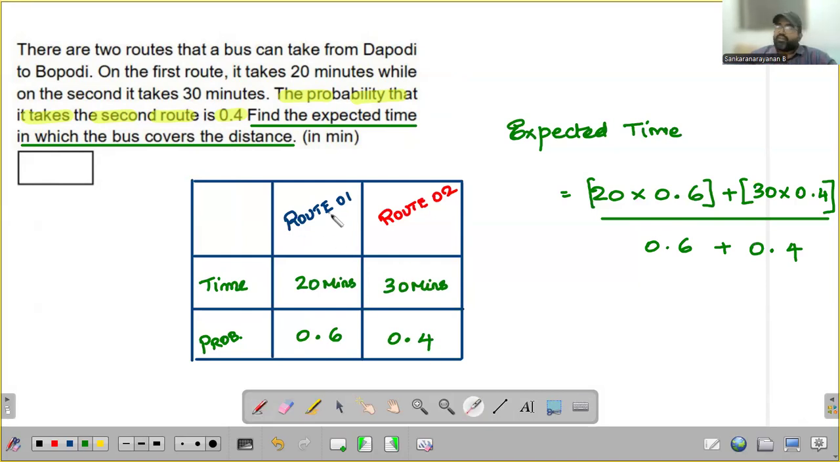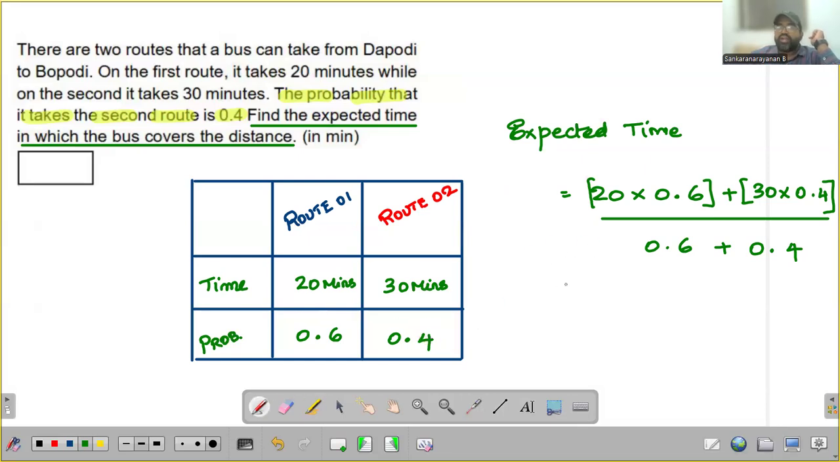Okay. There will be questions in which some kind of gambling will be there. Okay, so if the guy continues to play the game forever, then what is the average earning that he can make? Okay, so like that, there are some questions. So there is something called an expected value. Here it is expected time because you are talking in terms of time. Okay, so if you get a question of that type, just do 20 into 0.6 plus 30 into 0.4 whole divided by 0.6 plus 0.4.